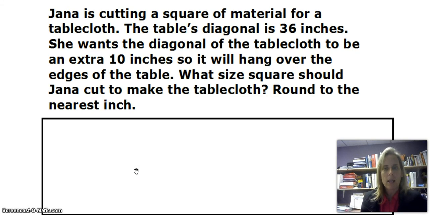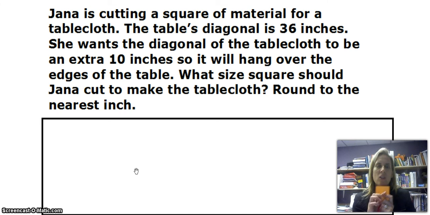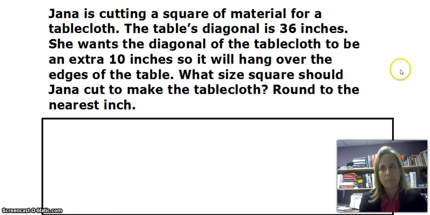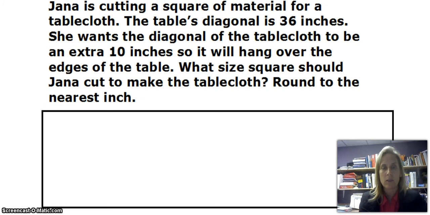Good job. Okay, here's a real world example. Jana is cutting a square of material for a tablecloth. The table's diagonal is 36 inches. She wants the diagonal of the tablecloth to be an extra 10 inches so it will hang over the edges of the table. So we want to make it a little bigger. What size square should Jana cut to make the tablecloth? Round to the nearest inch. Okay, so now we're not just going to leave it in radical form, we're rounding to the nearest inch.